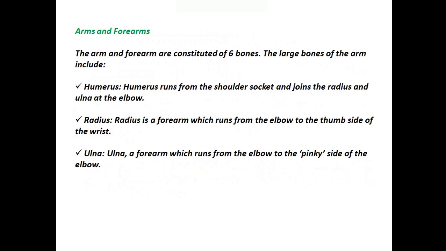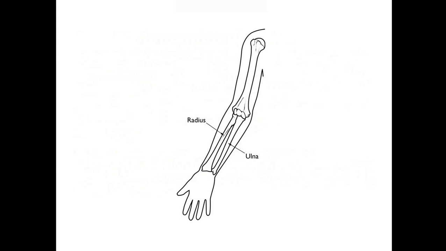Arms and forearms. The arm and forearm are constituted of 6 bones. The large bones of the arm include the following. Humerus. The humerus runs from the shoulder socket and joins the radius and ulna at the elbow. Next is the radius. The radius is a forearm bone, which runs from the elbow to the thumb side of the wrist. Last is the ulna. The ulna, also a forearm bone, runs from the elbow to the pinky side of the wrist. Here's the diagram of the arm and forearm. The radius and ulna can also be seen here.